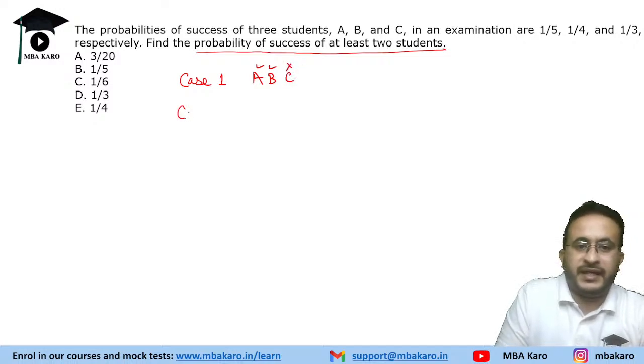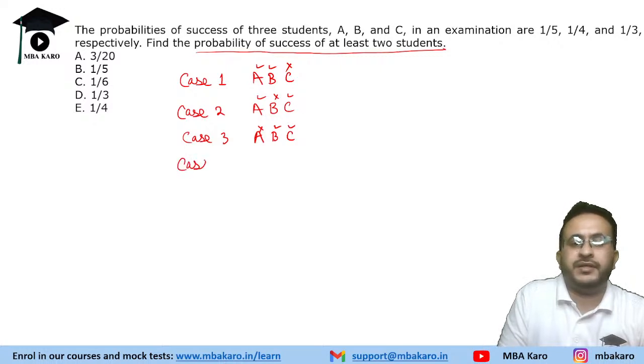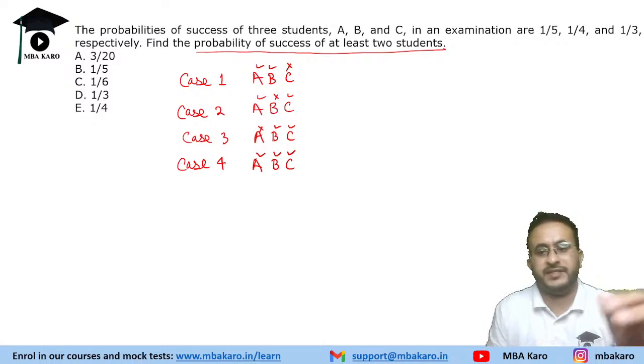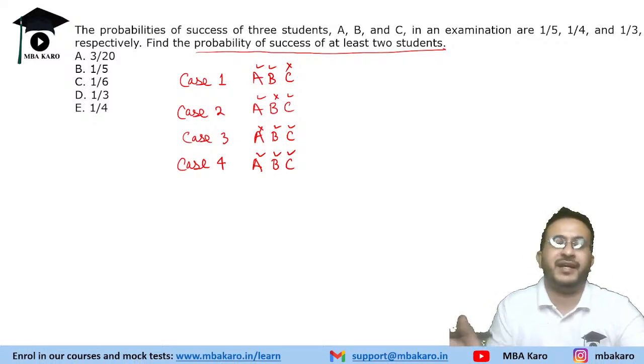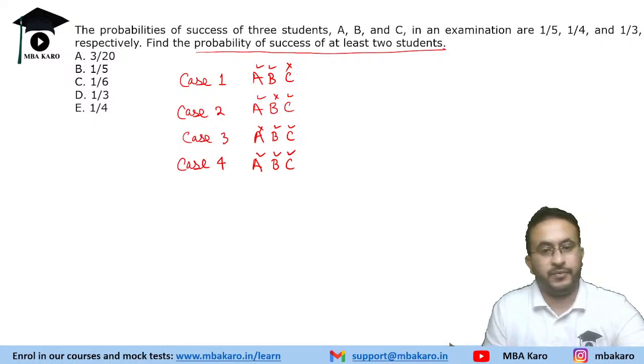Second case will be A and C are successful, B is not successful. Case 3 is A is not successful, but B and C are successful. And the fourth case will be all three of them are successful. Okay, so those are the cases. We will find the probability of each and add them.